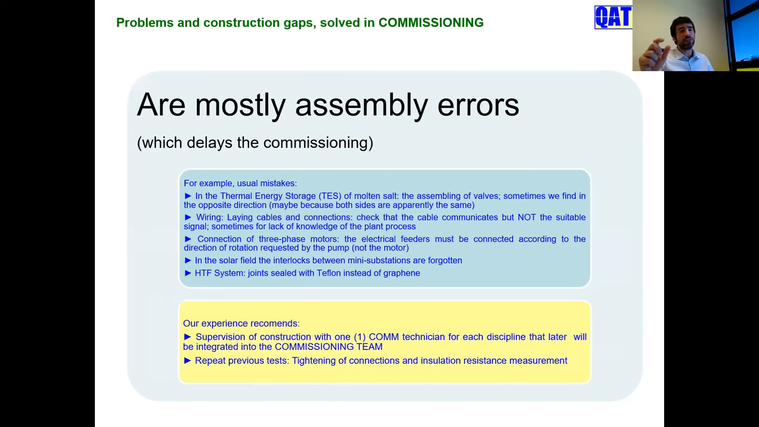Tightening and contact condition and insulation resistance measurements must be repeated. Why? Because when construction makes the insulation resistance measurement of a cable, there are, for instance, 3 or 4 months before the commissioning, and maybe there could be an incident which damages the cable, the cover of the cable, or maybe the seal of the cable.